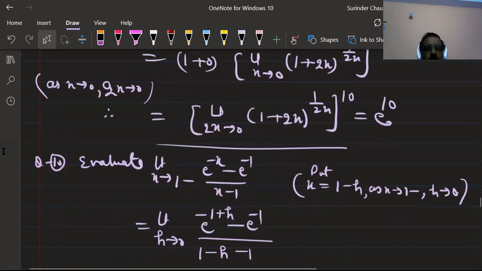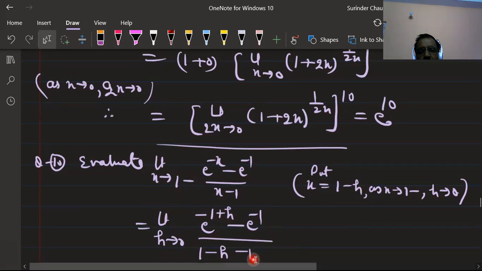Now evaluate the limit as x approaches 1 from the negative side of (e to the power minus x minus e to the power minus 1) upon x minus 1. So make a substitution here. Put x equal to 1 minus h. As x tends to 1 from the negative side, h tends to 0, always positive. Changing the limit from x to h, we get e to the power minus (1 minus h) minus e to the power minus 1 upon (1 minus h) minus 1.